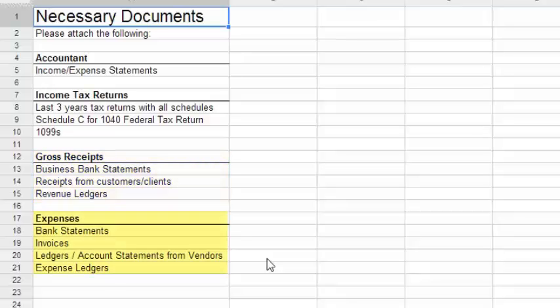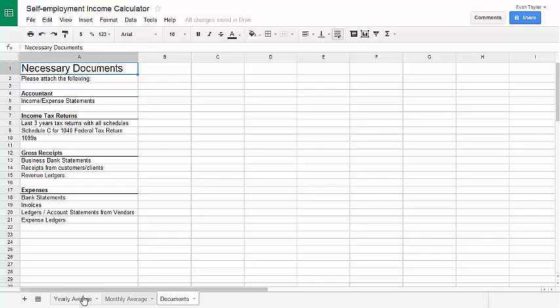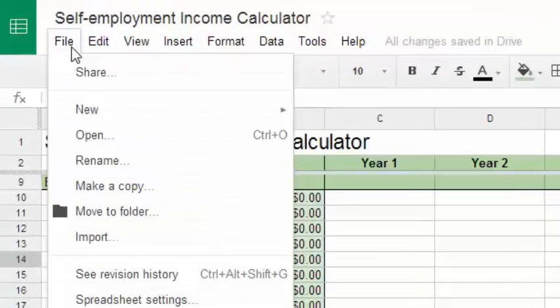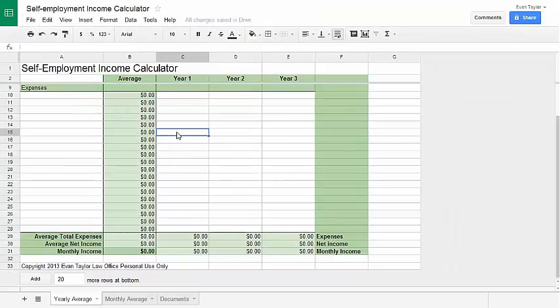When we're talking about expenses, bank statements also work because they're going to show money going out. Invoices, account statements from your vendors, from the utility company, expense ledgers, and again receipts to you for payments that you've made. Now that you've got your documents put together, we're going to come back to the spreadsheet. And as usual, you're going to need to make a copy for yourself and get it opened in your browser.